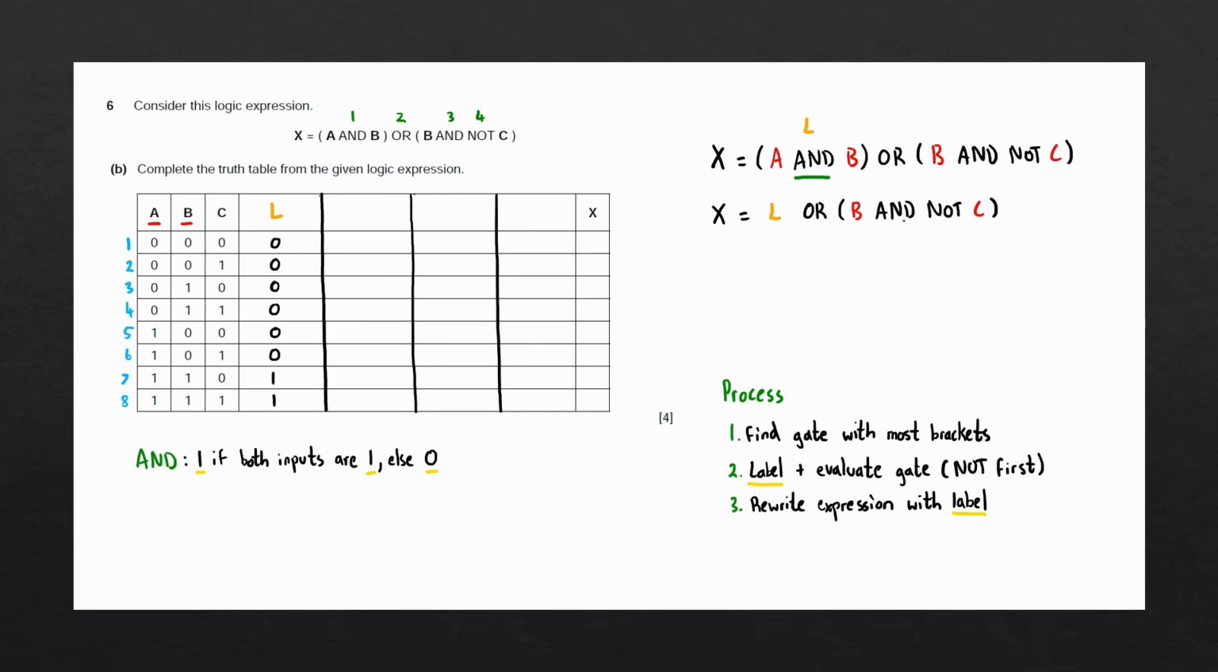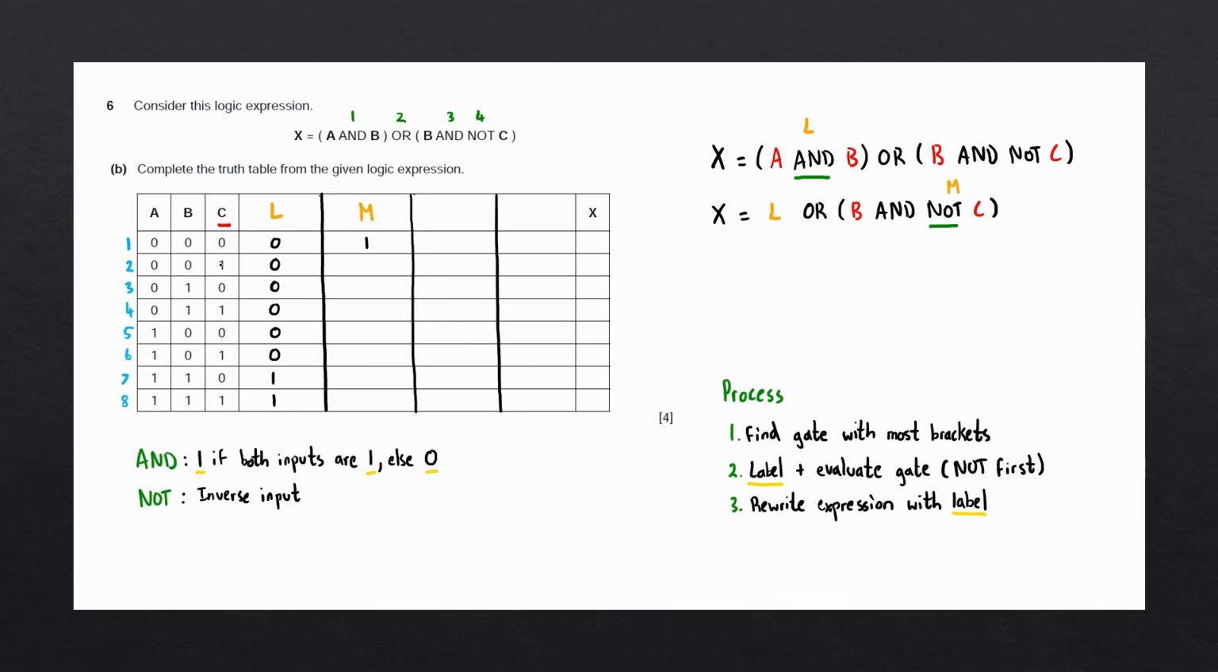Following the same order as our logic circuit, we'll evaluate the NOT gates. We'll first give it a label of M, and we'll write M in the next available column. The rule for the NOT gate is to invert the input, so we're going to apply the NOT gate rule to input C. Let's underline input C, so that we can keep track of which column we're working with. For the first row, C is 0, so inverting that input, we get 1.